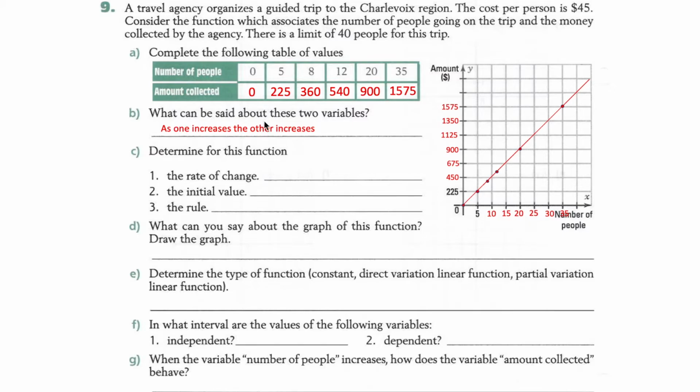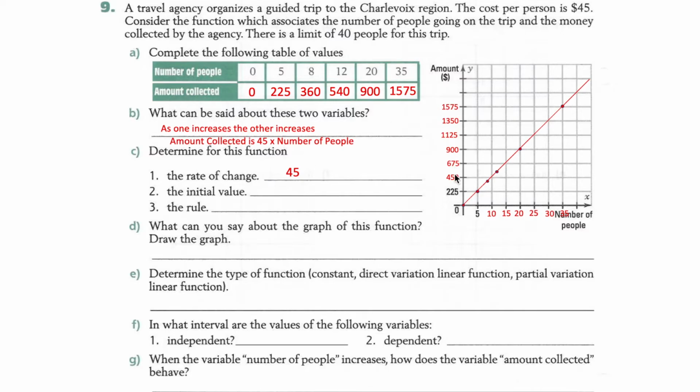As one increases, the other one increases. The amount collected is 45 times the number of people. Determine for this function the rate of change. So the rate of change is going to be 45. You can think of it as delta y over delta x. We're going up 45 for every one we go across, or we're going up 225 for every 5. If you divide 225 by 5, you get 45. That's your rate of change.